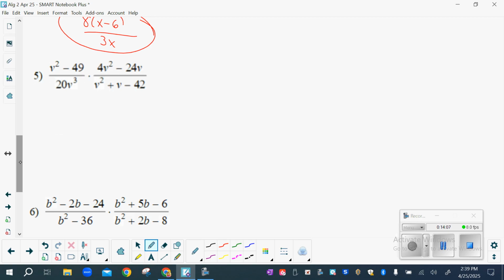So how does b squared minus 49 factor? I'm going to call on somebody. How does b squared minus 49 factor? Let me know if you need a hint. b plus 7 and b minus 7. Good.